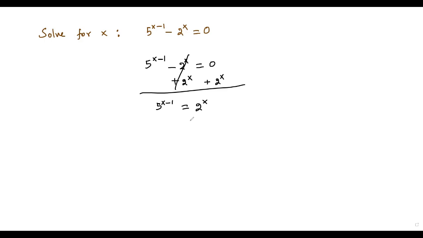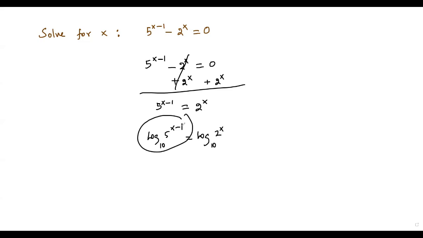So what I'm going to do is take a common logarithm on both sides. What is meant by common logarithm? A logarithm with base 10 is called a common logarithm, because when you take the common logarithm, that is with base 10, I can easily get values using a regular calculator. Now let me take a common logarithm on both sides. So log base 10 of 5 to the power x minus 1 equals log base 10 of 2 to the power x. Okay, I've taken the common logarithm on both sides.